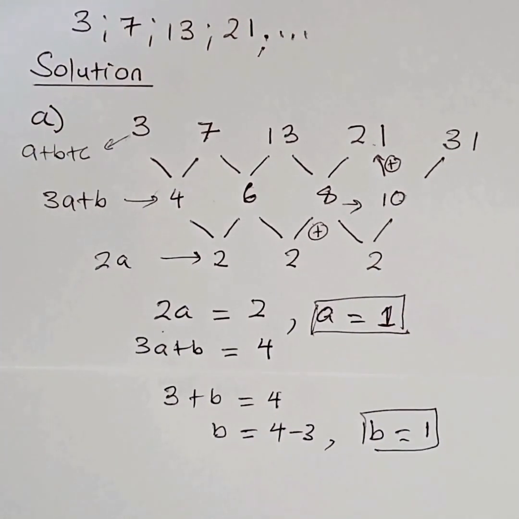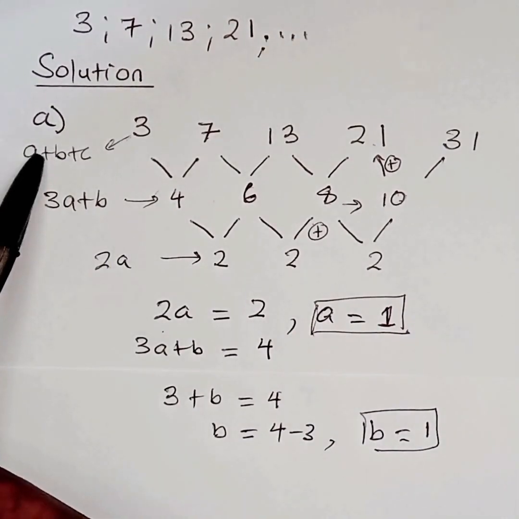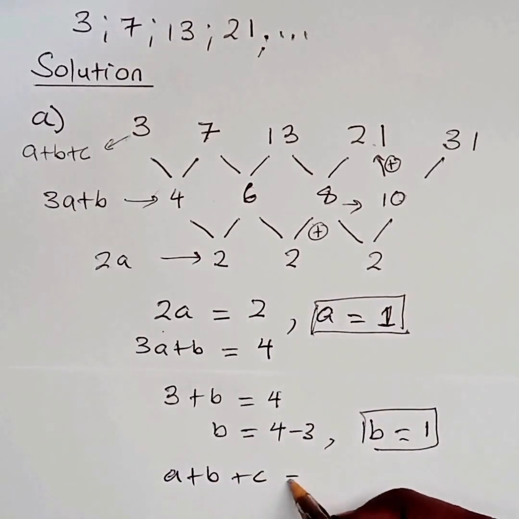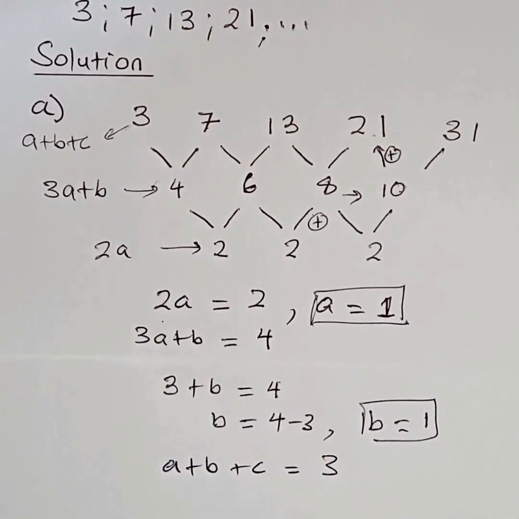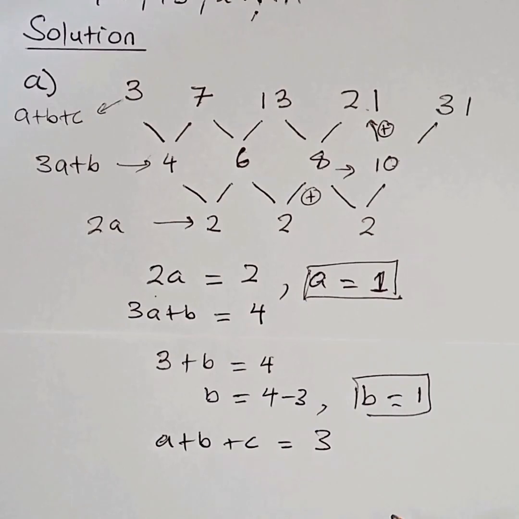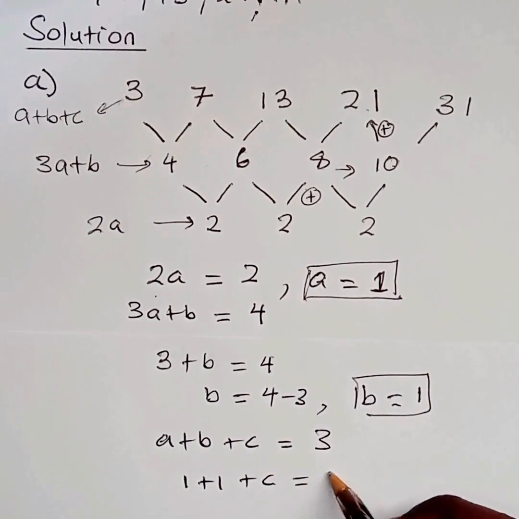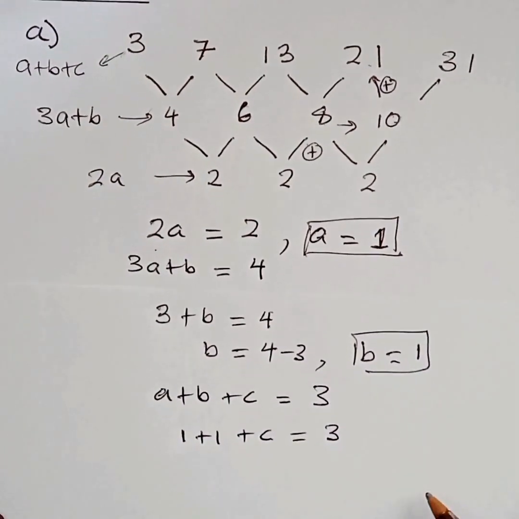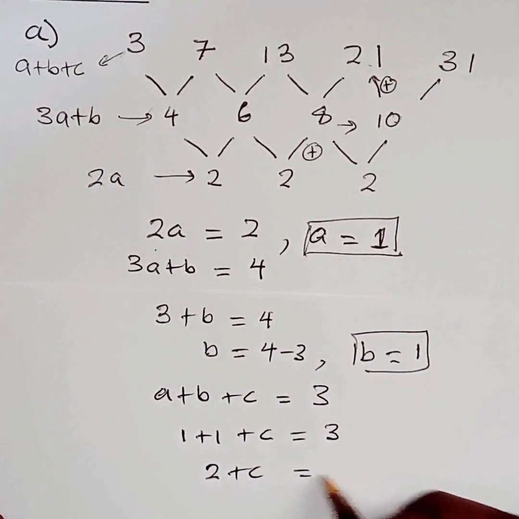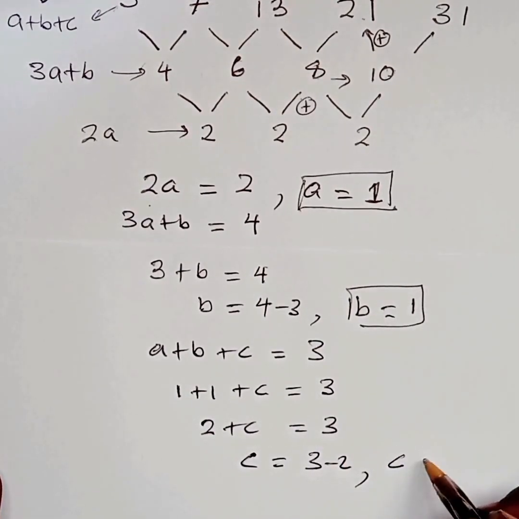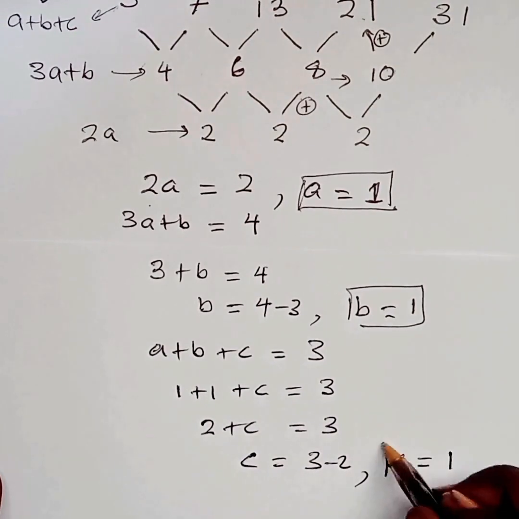Now we need to find C. We move on to this last formula. We are saying A plus B plus C is equal to 3. We have A, we have B, so we just substitute those into that equation. We are going to say 1 plus 1 plus C is equal to 3. Then 2 plus C is equal to 3, and C is equal to 3 minus 2. Then C is equal to 1 as well.